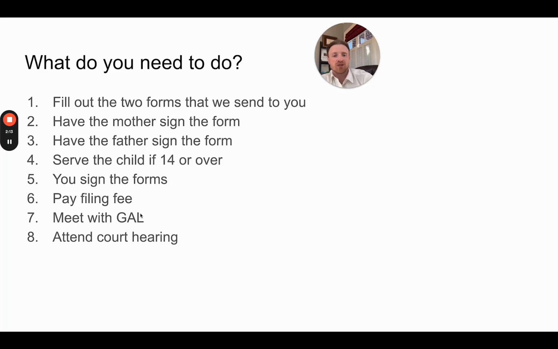And then you're going to have to meet with a GAL. It's a guardian ad litem, a lawyer that represents the child, and I'll explain a little bit later what that is. And then finally, you'll have a court hearing. You're going to have a court hearing even if it's by agreement.